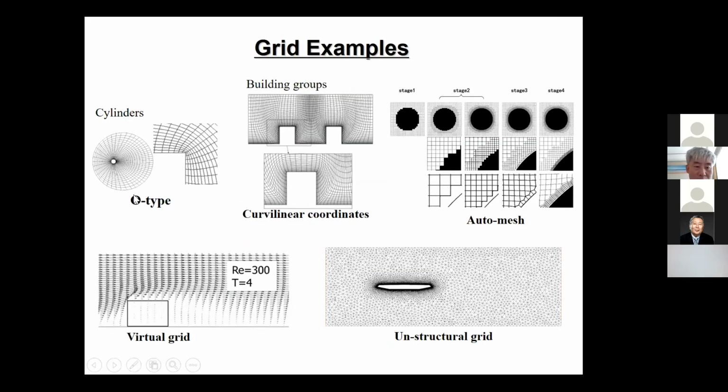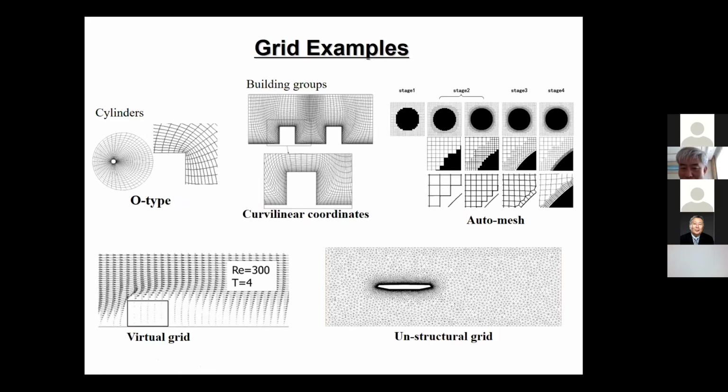Here are some examples of grids. An O-type grid for a cylinder. For a rectangular cylinder, you have to make sure the grid is curved near the surface, trying to make it 90 degrees. Of course you cannot really maintain 90 degrees, but anyway, we have to make the effort to approach 90 degrees as much as possible. And also for building groups, it's a curvilinear coordinate. We have to put more grids near the body surface, and also curve the grid.